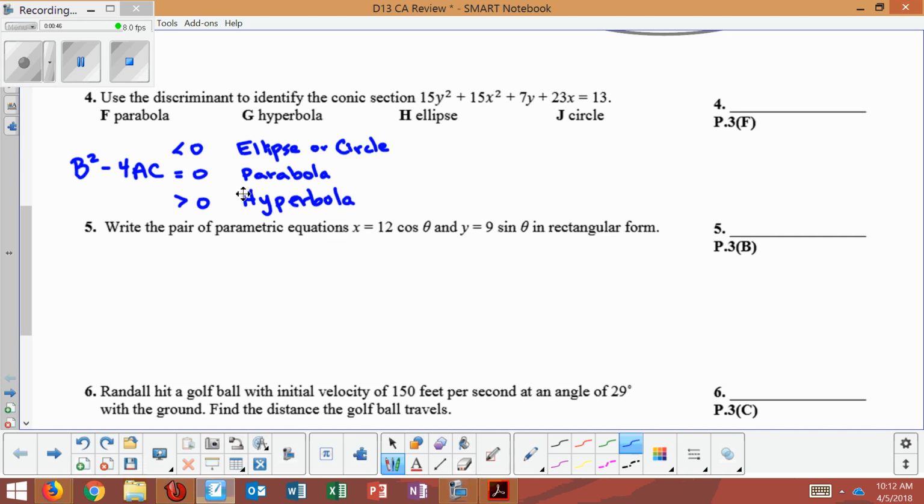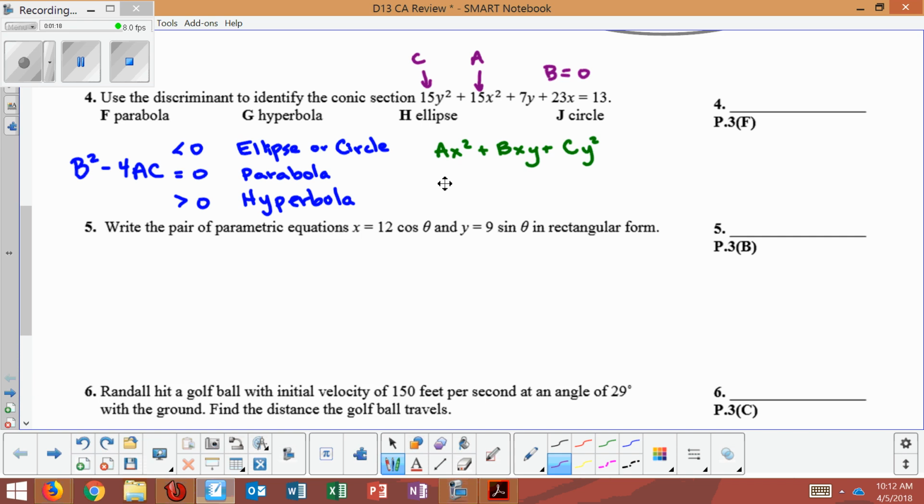Now, what is a, b, and c? A refers to whatever's in front of the x squared. B is in front of the xy, and c is going to be in front of the y squared. So this should be our formula here when we look. Now, on this problem, I identify here, this is my A, this would be my C. There is no xy, so B equals 0.